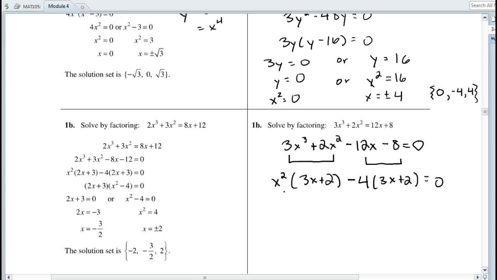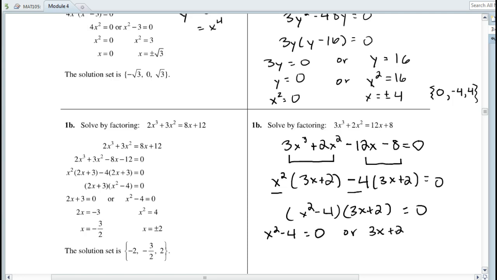So we factor this into the 2. We have the 3x plus 2 factor on the right, and then the factors in front will appear on the left, right? If you take out 3x plus 2, we'll be left with x squared minus 4. So we get x squared minus 4 equals 0, or 3x plus 2 equals 0.